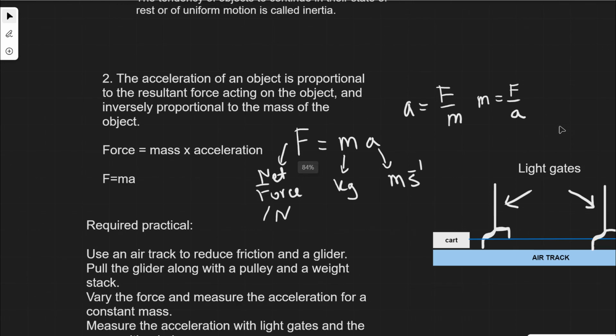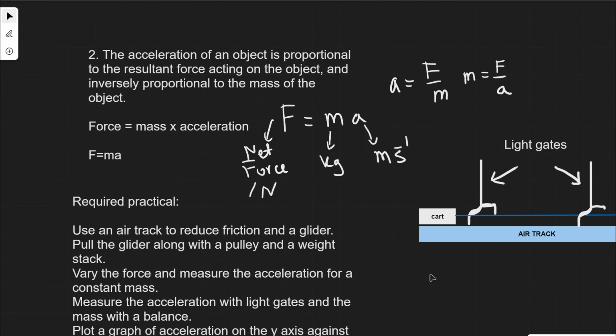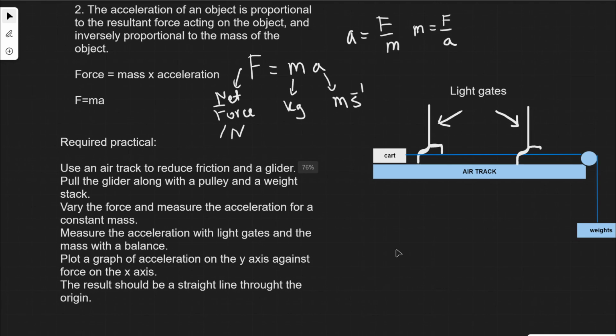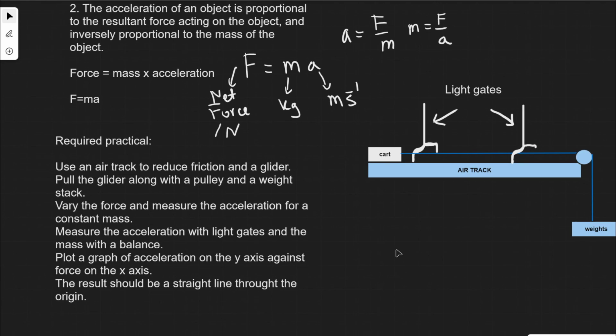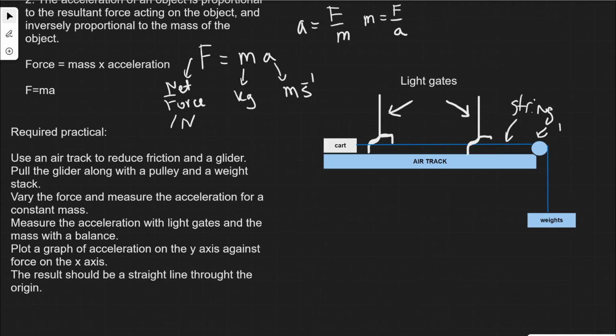Now, there is a required practical to investigate this relationship, which can come up in an extended response question. The way we do it is to use an air track, a little interrupt card, and some light gates. The air track is connected to a little vacuum that pushes air out, and that removes friction from the system. The cart is connected via a string to a bunch of weights over a pulley. This circular object here is just a pulley.